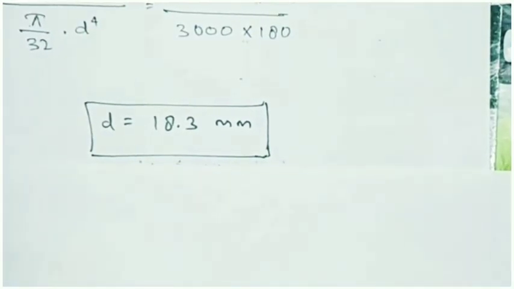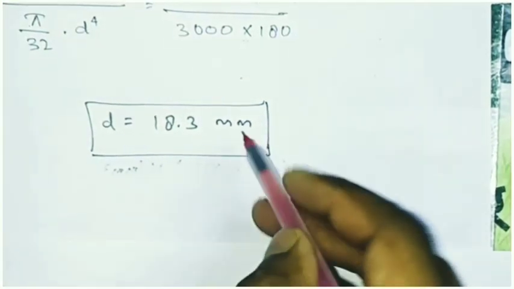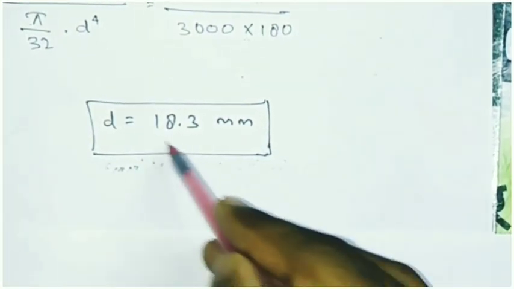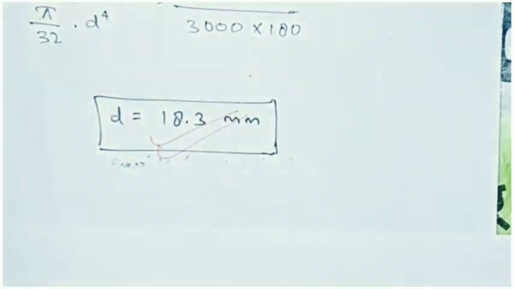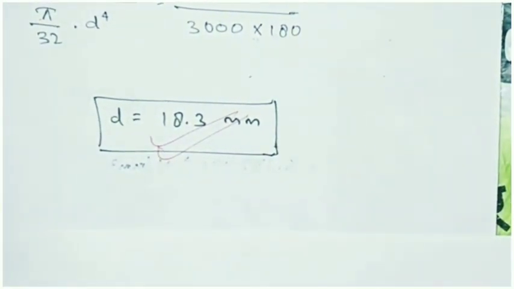So in the earlier part, the value of d was 7.6. Here it is 18.3. So this value is maximum. So hence we will consider this value for making the shaft.